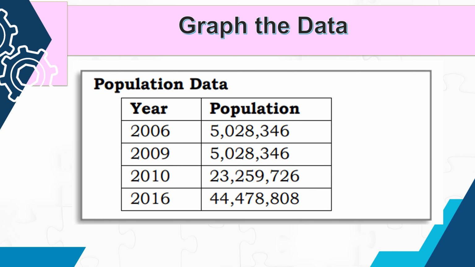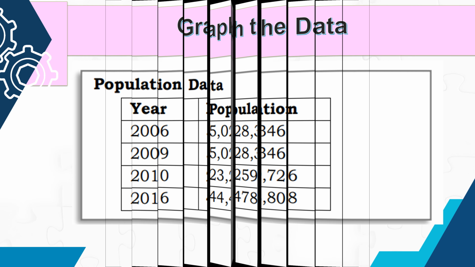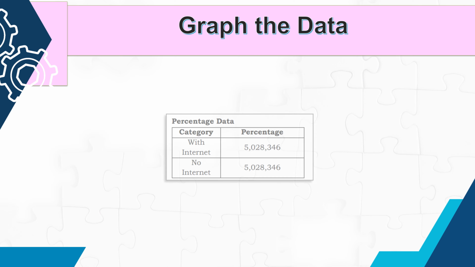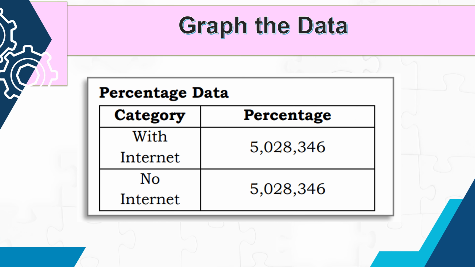This is the data that you're going to use, the population data from year 2006 up to 2016 with its population from 5 million to 44 million. The next one is its percentage data with its category, with internet and no internet, with its percentage.